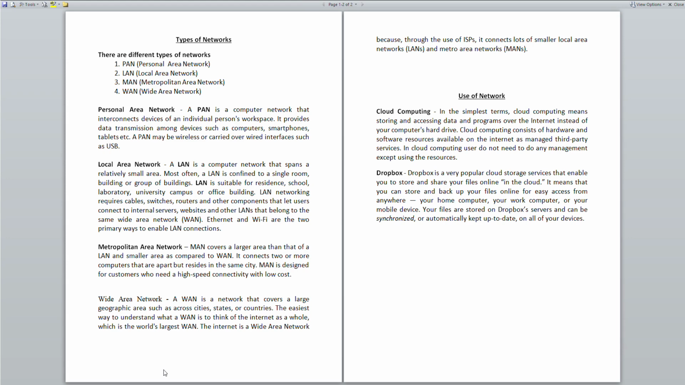See, there are basically four types of network. That is PAN, LAN, MAN and WAN. These are all based on distance, remember. Okay, first one is PAN. PAN stands for Personal Area Network. I'll tell you what it is.